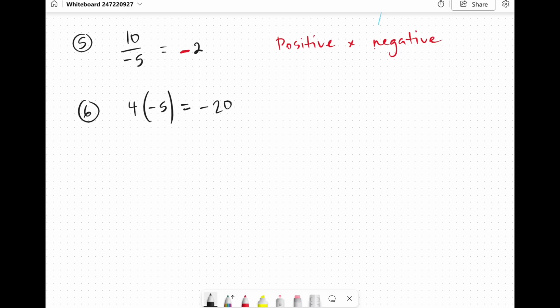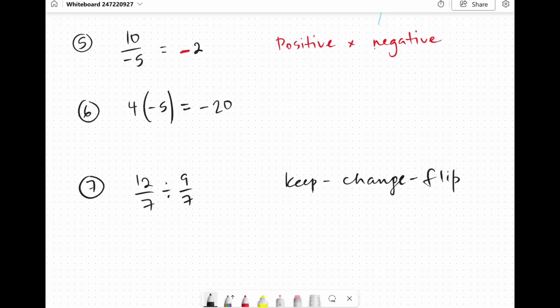To divide two fractions, and this is the last one where I'm asking you to perform operations on rational numbers. So 12/7 divided by 9/7. When you're dividing two fractions, you perform a procedure that I call keep, change, flip. So what this means is you're going to keep the first fraction as is, change division into multiplication, and flip the second fraction so it turns into 7/9 instead of 9/7.